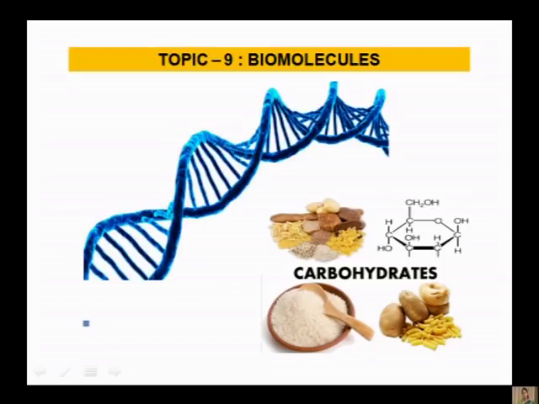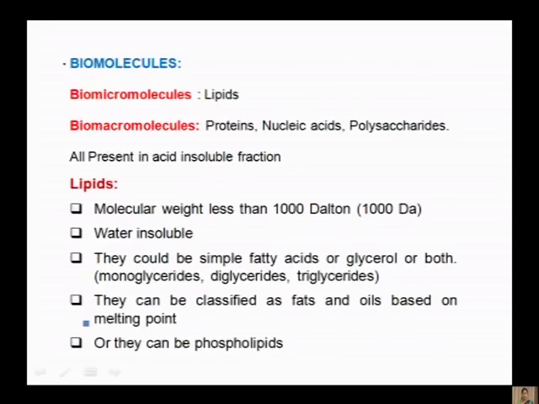Moving on to the next topic, biomolecules. Biomolecules are classified into biomicromolecules and biomacromolecules depending on their size. Under biomicromolecules we have lipids, and biomacromolecules are all the polymers referred to as proteins, nucleic acids and polysaccharides, and all these four components are present in the acid insoluble fraction when the separation of chemicals of a tissue is done. Details of lipids.